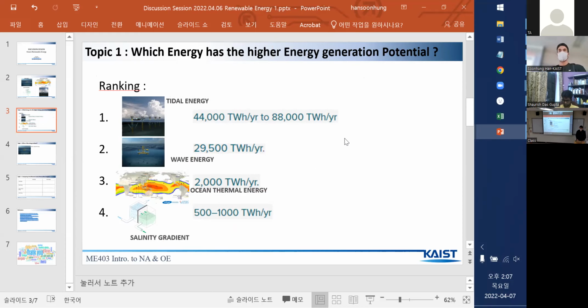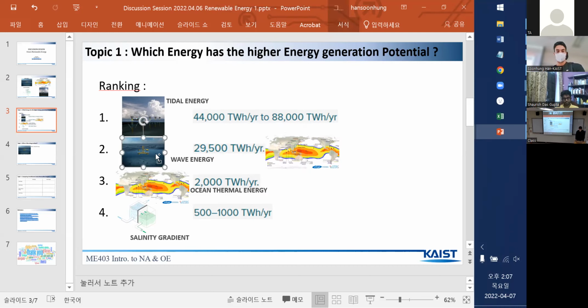Does anyone have any other opinion? According to the website I saw, there is no good answer on this. Well, my opinion is second is thermal energy, because as a renewable energy, tidal energy is most famous, and second is thermal energy, and third is wave, and fourth is salinity.